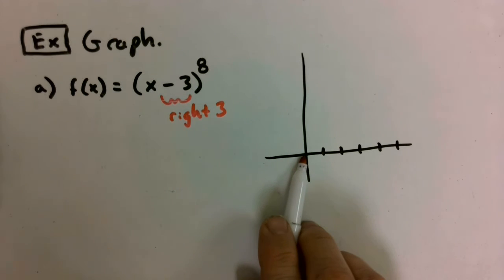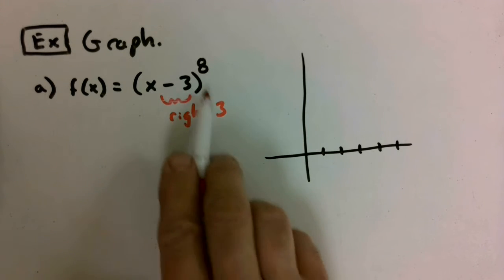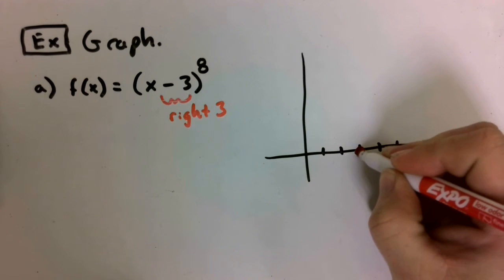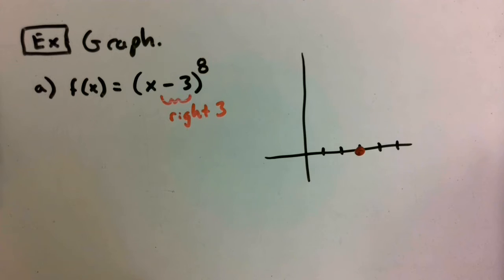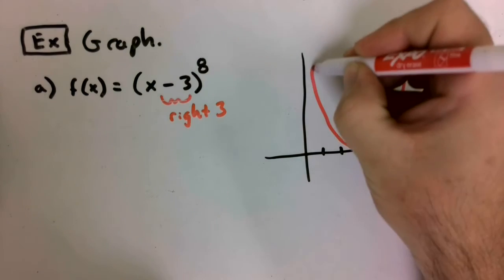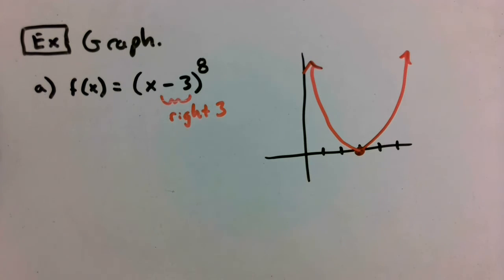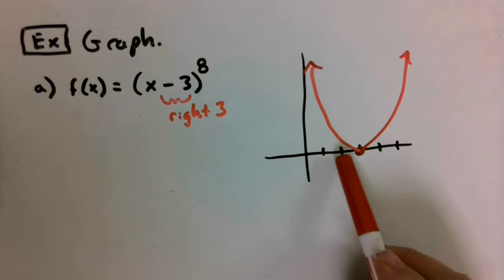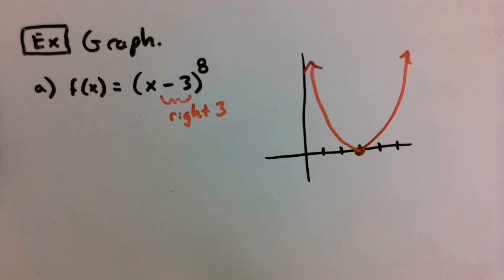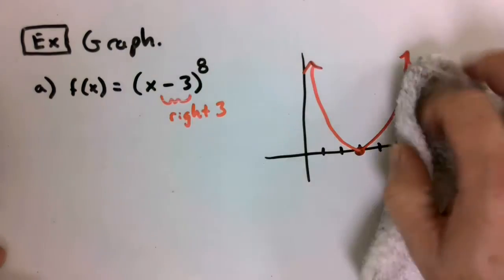I want to start with our vertex at 0, 0, because that's where the parent function has its vertex, and then do whatever translations we have. In this case, we're going over to the right 3 units. And then from there, we can draw in our general shape. Anything raised to an even power is going to be that U shape, so that would be a reasonable sketch for that graph. The only point that's accurate is the vertex. If we had to graph a very accurate graph, we could make an XY table and plug in some more values like 1 and 2 and 4 and 5, but for a sketch, that will work out just fine.